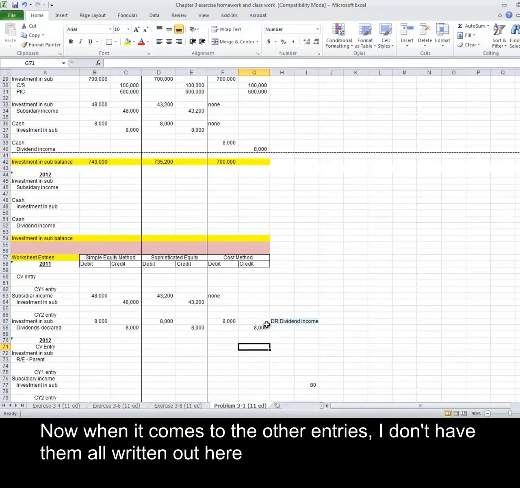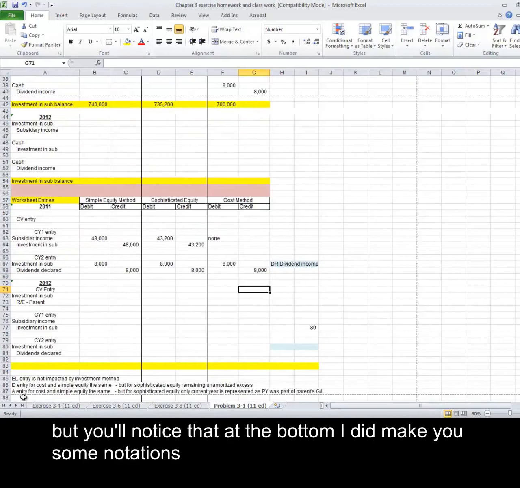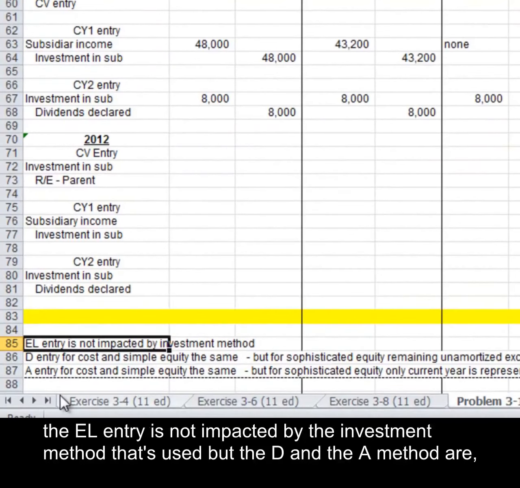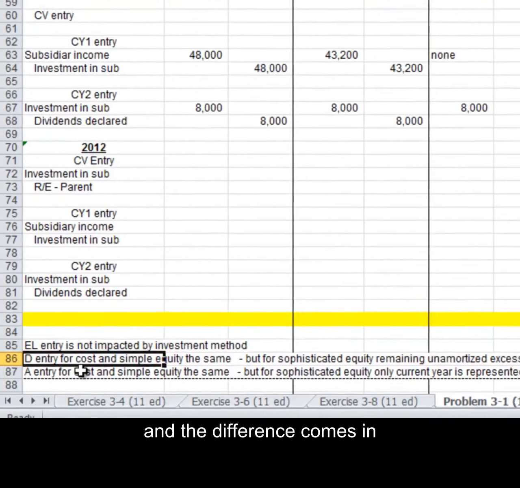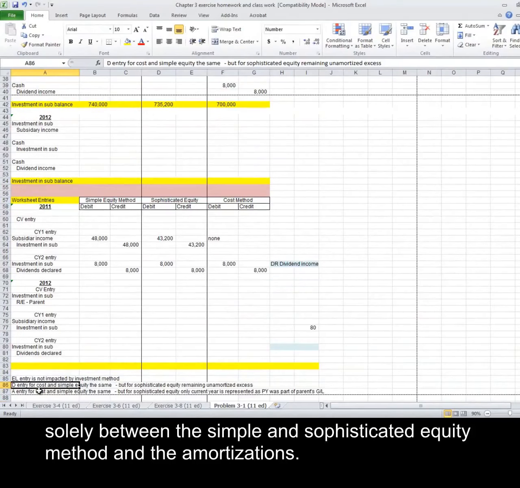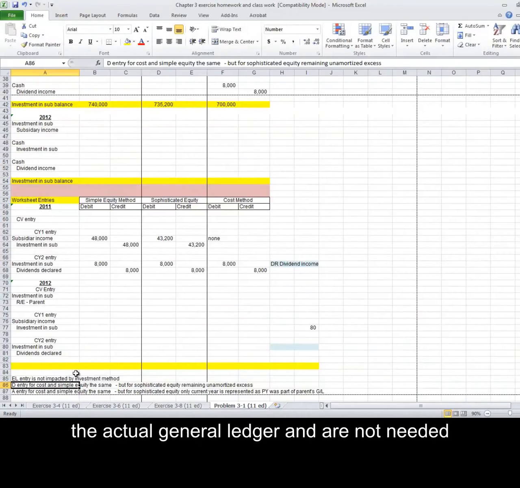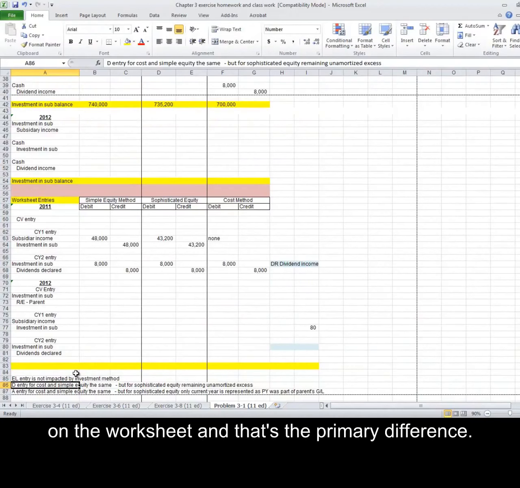Now when it comes to the other entries, I don't have them all written out here, but you'll notice that at the bottom I did make you some notations. The EL entry is not impacted by the investment method that's used, but the D and the A method are. And the difference comes in solely between the simple and sophisticated equity method and the amortizations. Because if we're using sophisticated equity, then the amortizations become part of the actual general ledger and are not needed on the worksheet. And that's the primary difference.